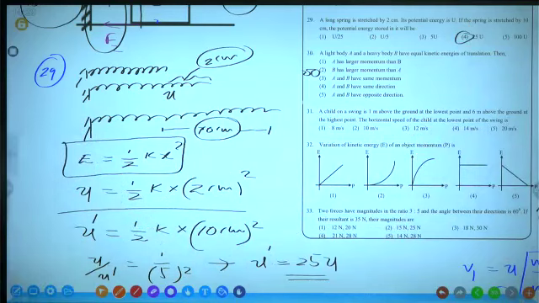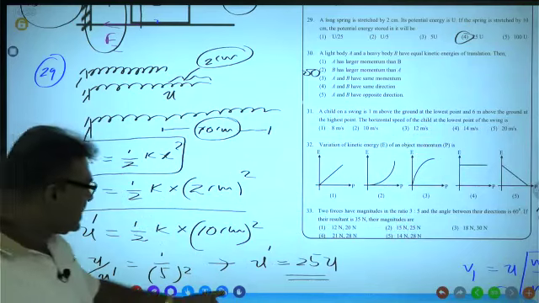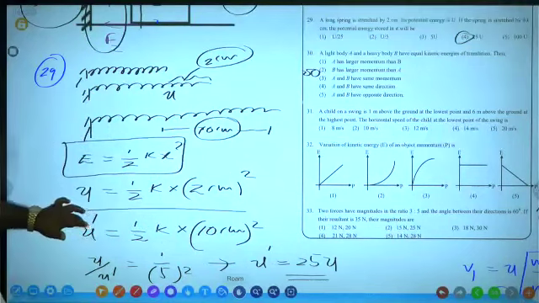Right. Number 30. A light body A and a heavy body B have equal kinetic energies of translation. Translation means linear, right? Okay.